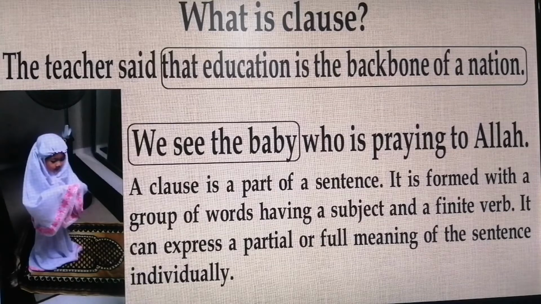Again, in the second sentence, we see the baby who is praying to Allah. In this part, we see the baby: we is subject and see is verb. And again, who is praying to Allah? Here, the baby is subject and is praying verb. So now we can clearly say that clause is a part of a sentence where there must be a subject and a finite verb. I think now students, clause is clear to you. Let's move on to the next slide.